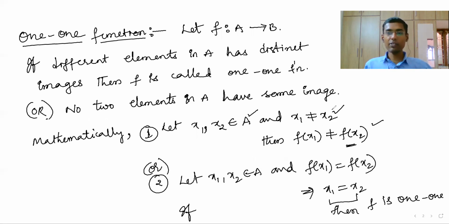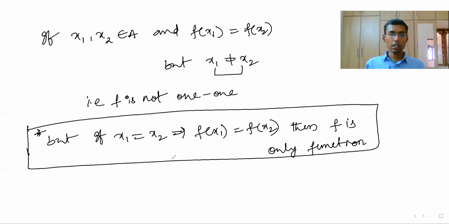So see, different elements should have different images. This gives full meaning. Here images are equal, then elements are same. No problem, this is also okay, this way also you can prove. But if elements are same, images must not be equal. If x1 equal to x2, that implies f of x1 equal to f of x2. If you prove like this, then f is only a function you prove. That's it. You did not prove fully. You understand? Yes, sir. Got it.